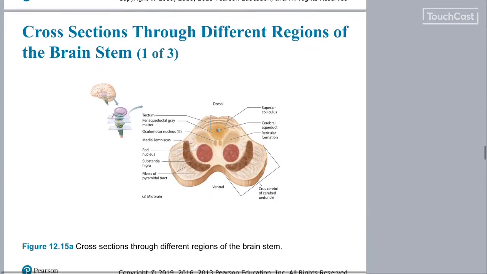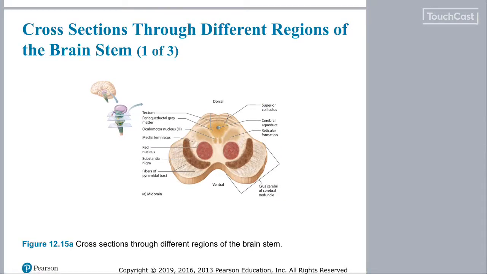So here we are taking a cross section, as you can see, of the brainstem. So we have that red nucleus here, the substantia nigra here, and then we have our gray and white matter surrounded in there as well.